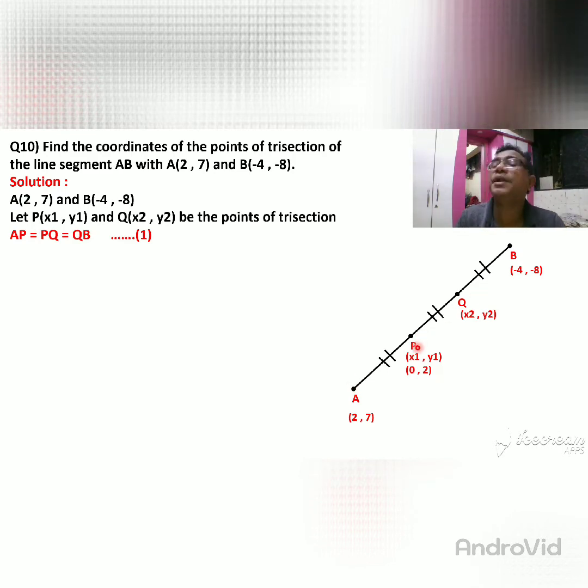Why do we say they are divided into equal parts? Because AP has two identical marks, PQ has two identical marks, QB has two identical marks. What is the meaning of that? If the identical marks are the same, then each part is equal. So AP is equal to PQ is equal to QB. This is equation 1. Any doubts here?